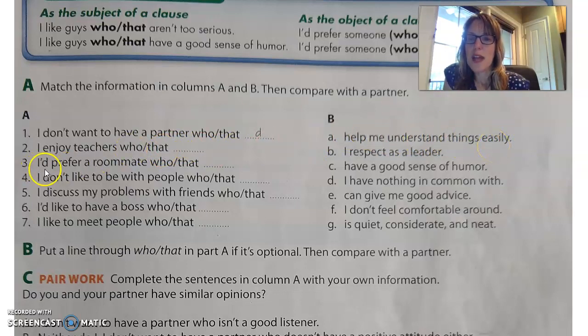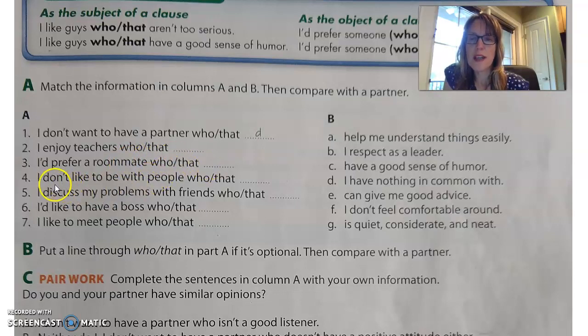Number 3, I prefer a roommate who or that. Okay, let's look here. Roommate, roommate, roommate. What are some key words? These look like words that would describe a roommate. Is quiet, considerate, and neat. Now, I also want you to notice that this verb is singular, and that's because the noun right before the relative pronoun is singular. So make sure that the verb in your adjective clause matches the noun that it is describing. Okay, so that answer is G.